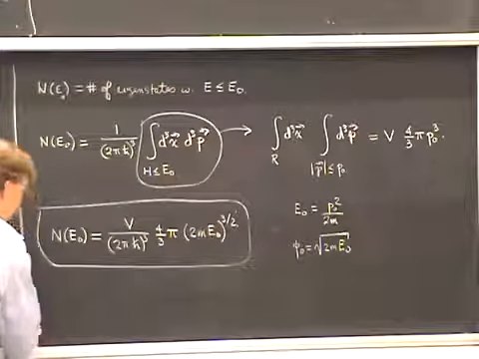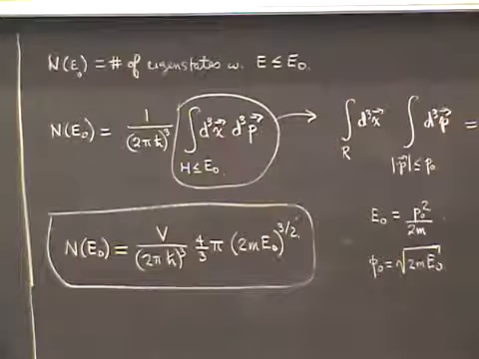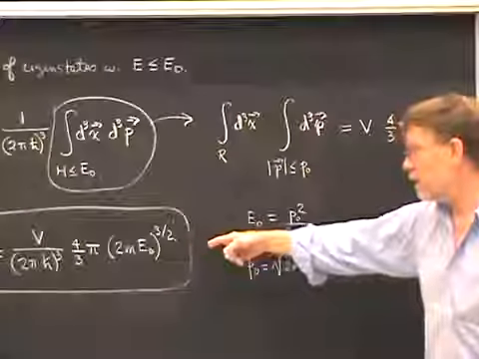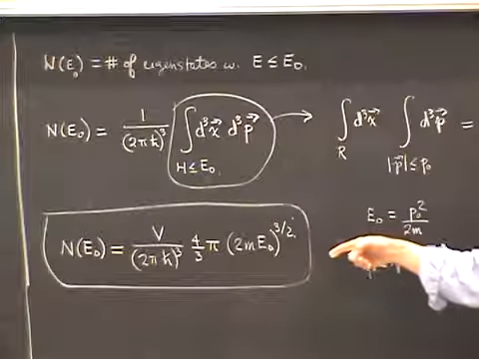I could clean this up by collecting powers of pi and stuff like that, but this is the basic answer, and it shows you the structure of the formula. I'm sure you've all seen this formula before. You use this in statistical mechanics when you want to count states.